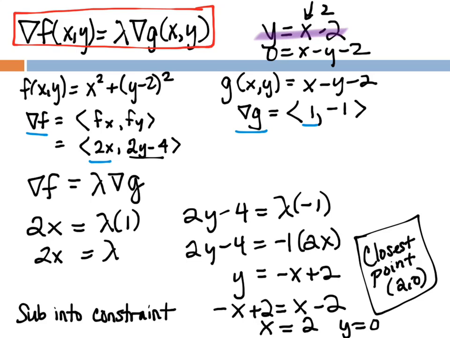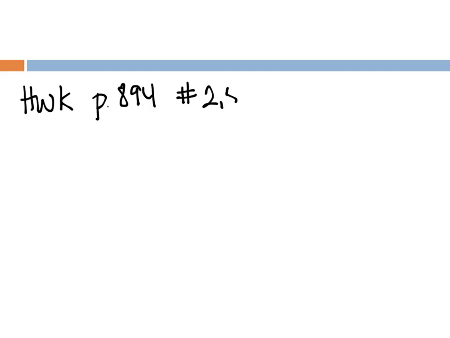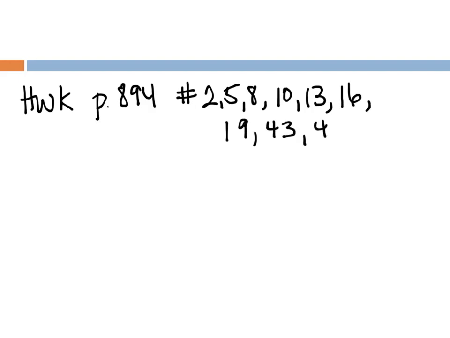Okay, so I'm going to write down the homework for this section because the first couple of them are like that problem. You could at least make progress on those two over the weekend. I won't collect it, of course, on Tuesday or anything, but let me write this down for you. The homework is page 894: 2, 5, 8, 10, 13, 16, 19, 43, and 44. Obviously, the later parts we haven't gotten to.